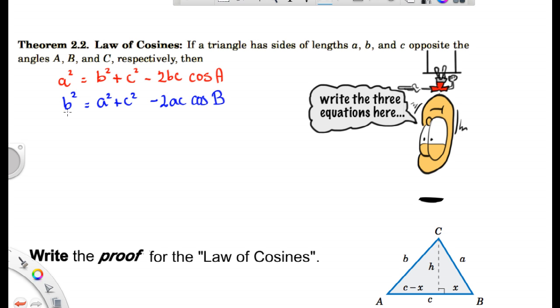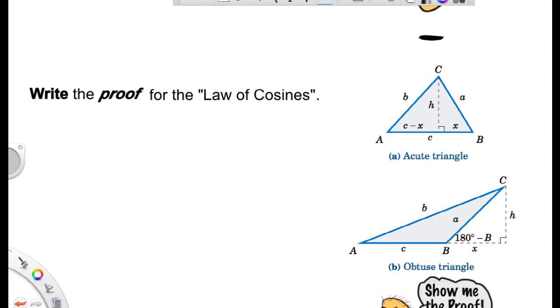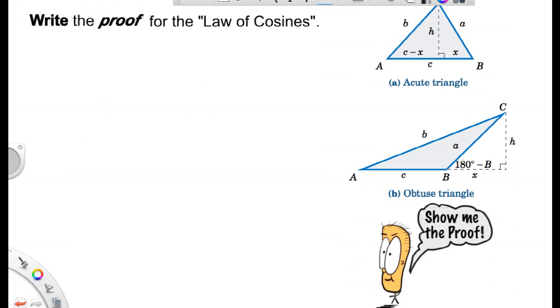So the angle and the side match up at the end. And then the last form that we have is c squared equals a squared plus b squared minus 2ab, and then the cosine of C, so I need the angle C over there. Okay, you should be able to prove this. Alright, so let's see, how can you prove it?